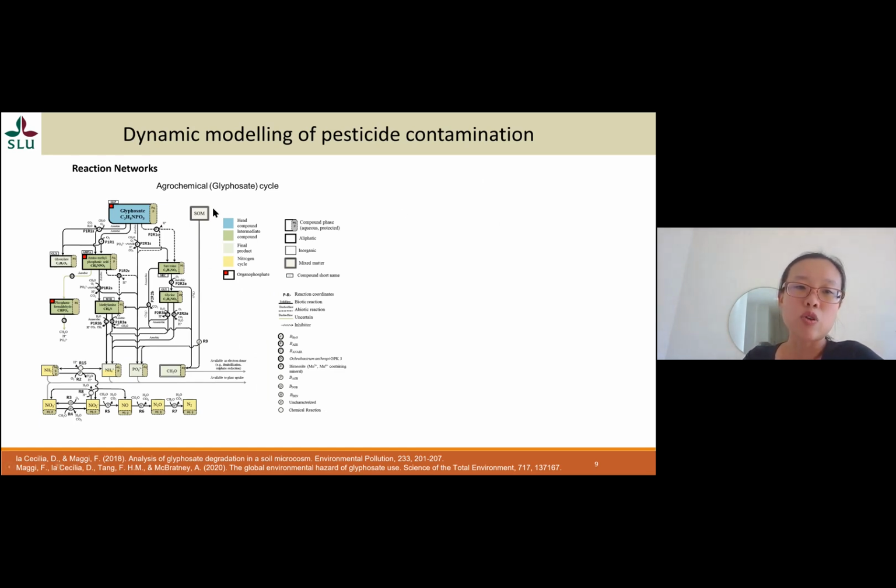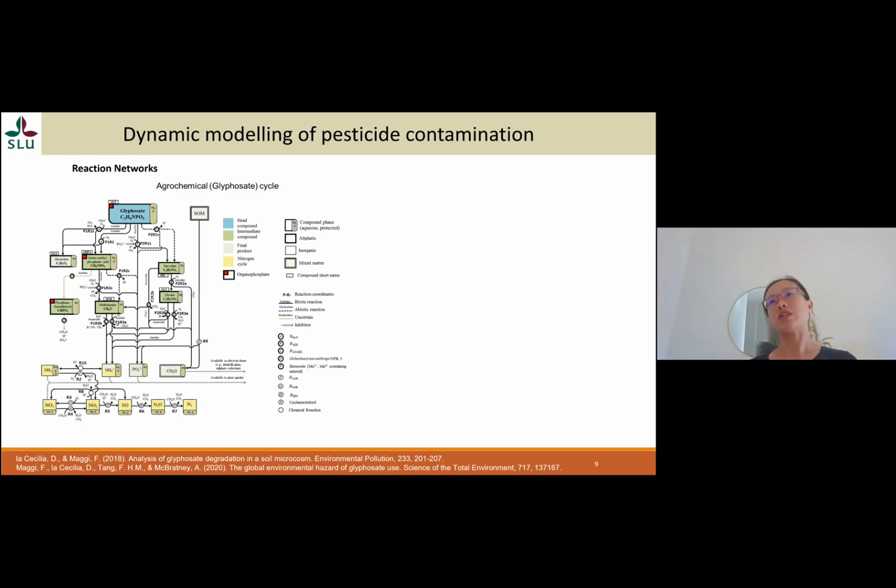If it follows the pathway on the right, it gets degraded into sarcosine, which is a carbon source, a non-toxic carbon source for soil microbes. So it is a happy degradation. But if it follows the pathway on the left, it gets degraded into a compound called aminomethylphosphonic acid, or AMPA. And AMPA still carries toxicity, and it has a slower degradation rate than glyphosate.